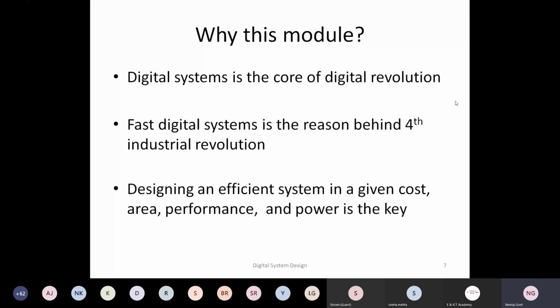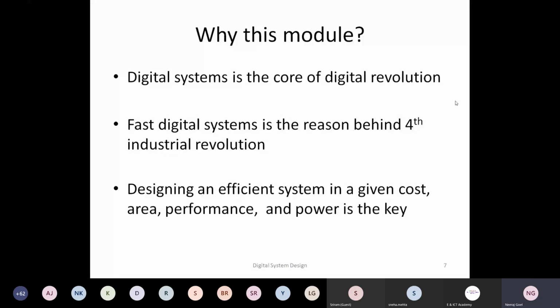So why this particular module? What is the focus? What do we want to do? Because digital systems are important and they are getting complex, and this is so important that it would be the key to success in the coming decade.